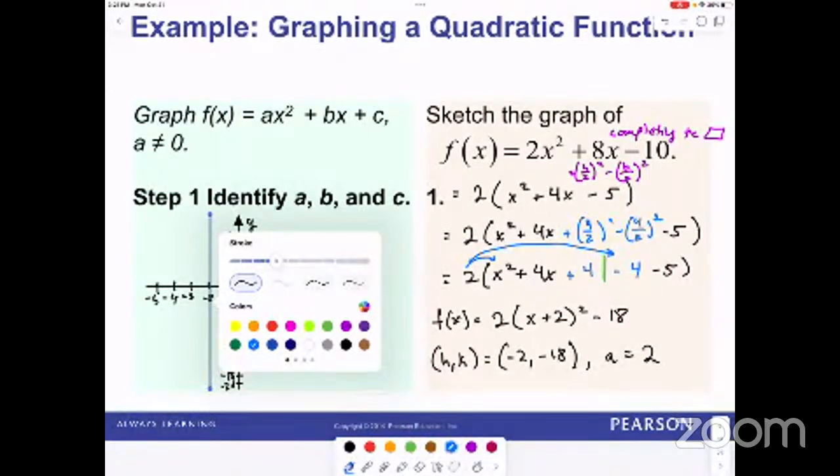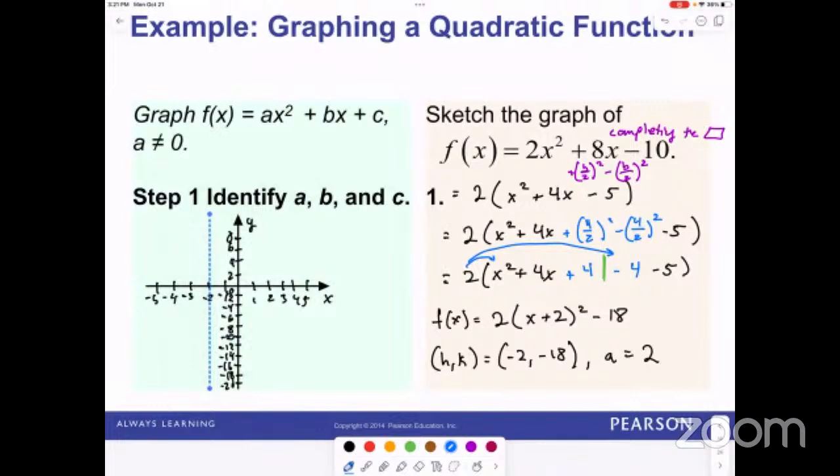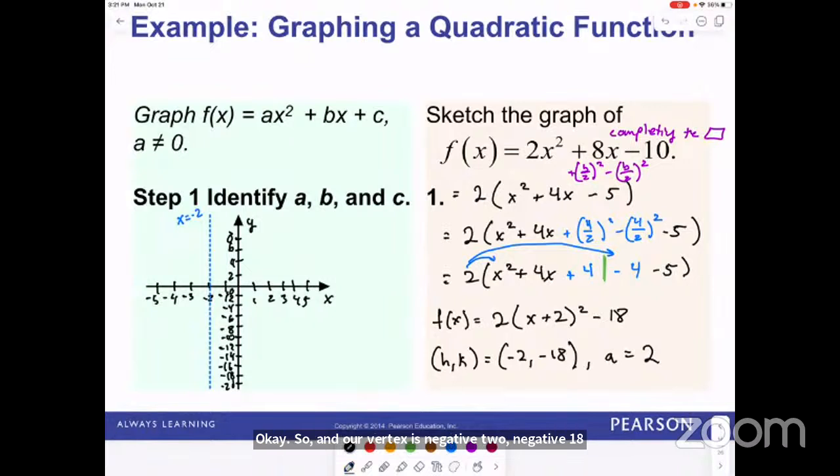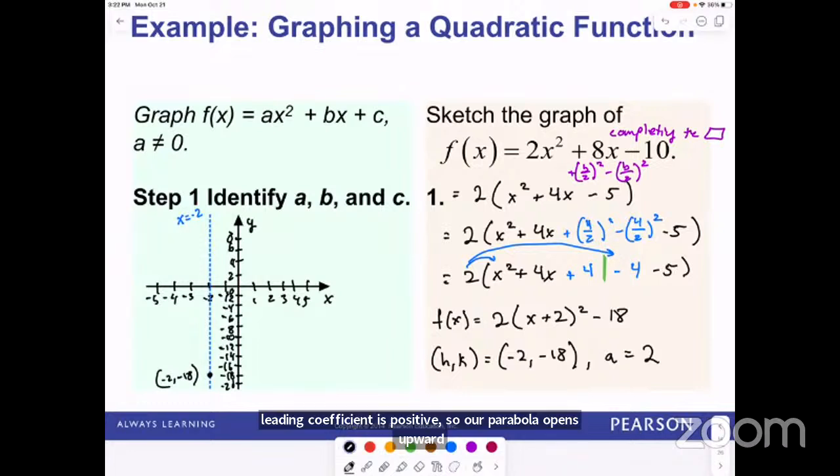This is going to be x equals negative 2. Our vertex is negative 2, negative 18, so that's going to be here. The leading coefficient is positive, so our parabola opens upward. Then we can use the axis of symmetry to generate several points.